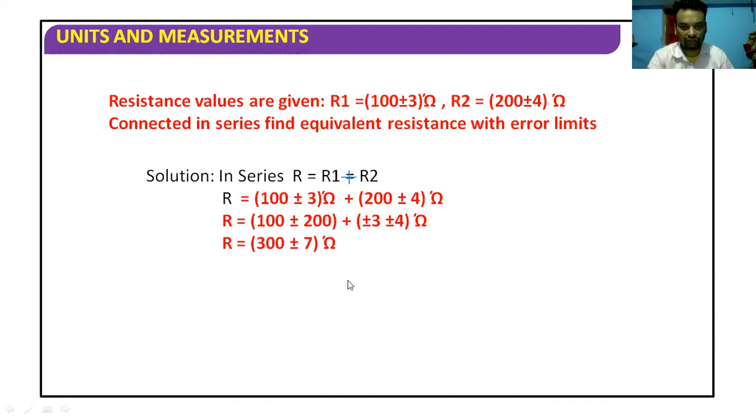So that was the question. Now, what is the error limit? Error limit means the range of the resistance. The range of the resistance is 293 to 307. So the true value may lie between 293 and 307. This is the error limit, meaning within these two values the true value may be there. You can also call it the range of the resistance, 293 to 307.